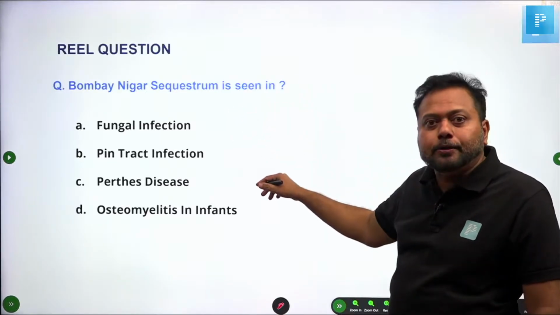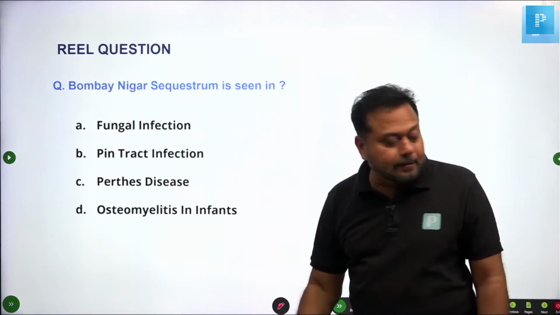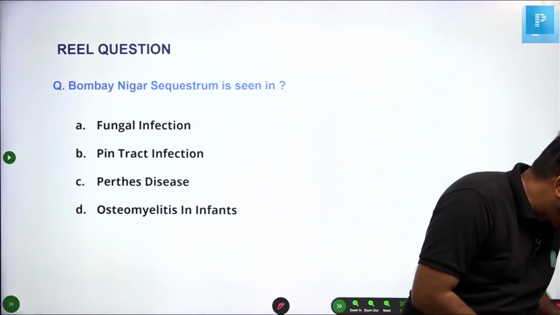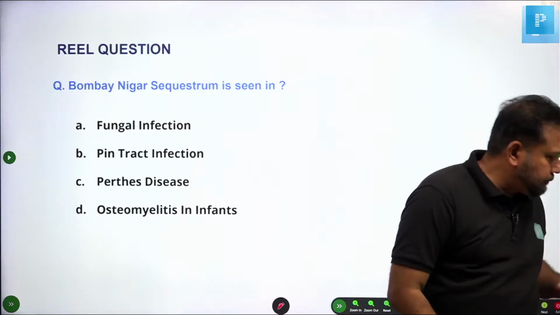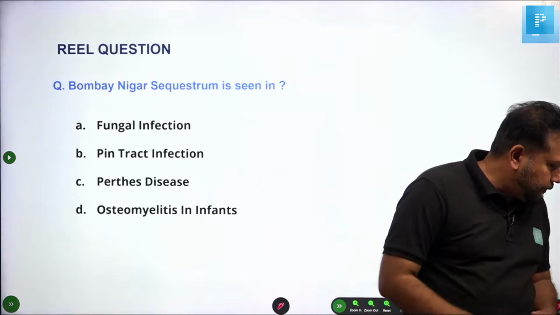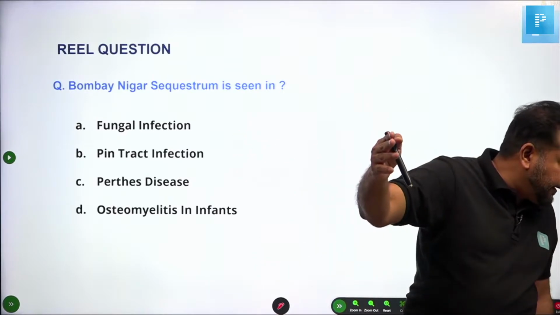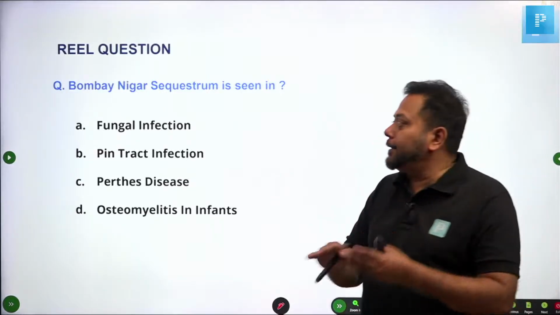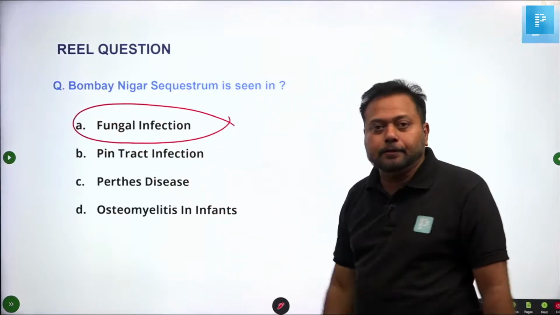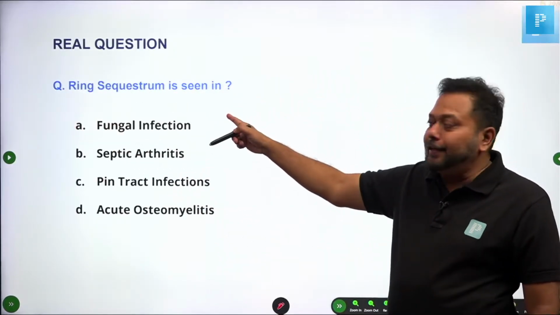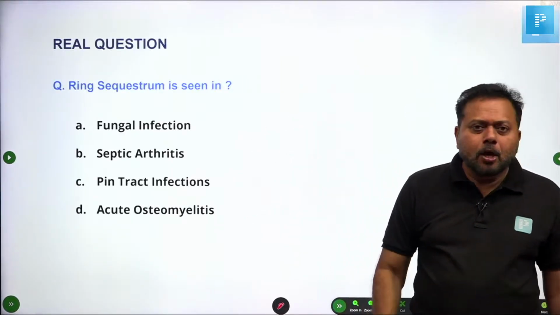This I have framed as a question. The same area I will show you the INI-CET question. Bombay black sequestrum is seen in. Very good. Superb. All of you have answered. That's great. Bombay black sequestrum is seen in fungal osteomyelitis. The question they had asked in INI-CET is: ring sequestrum is seen in.